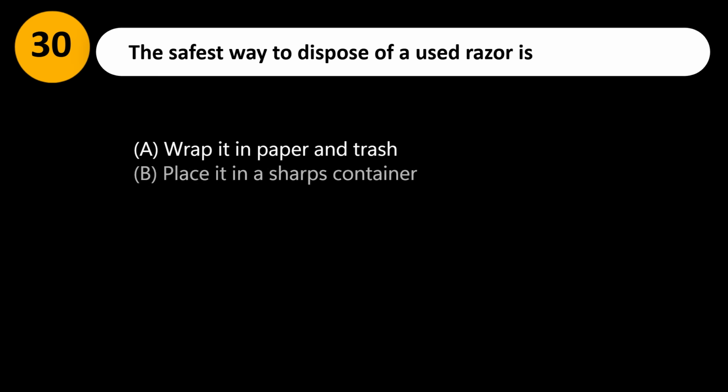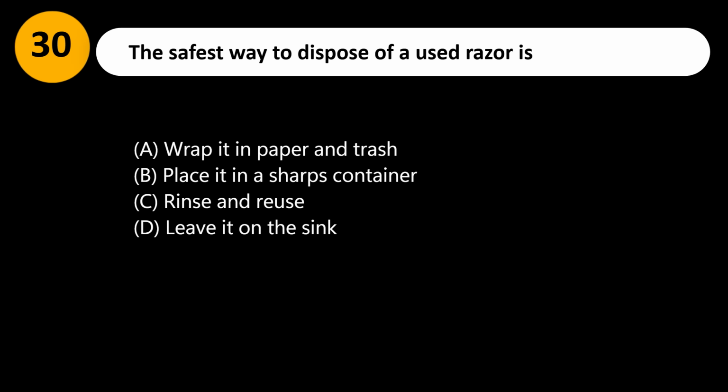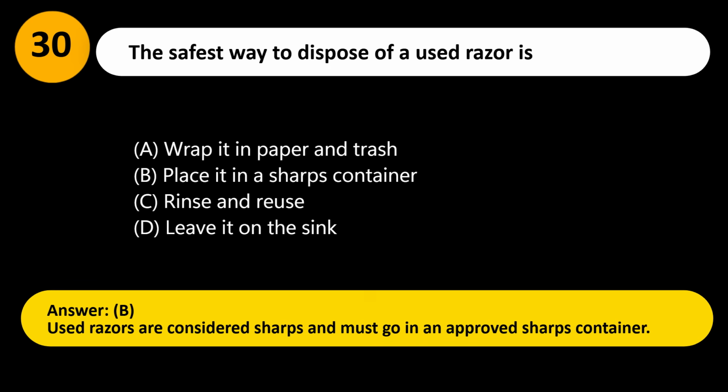The safest way to dispose of a used razor is: A. Wrap it in paper and trash. B. Place it in a sharps container. C. Rinse and reuse. D. Leave it on the sink. Answer, B. Used razors are considered sharps and must go in an approved sharps container.